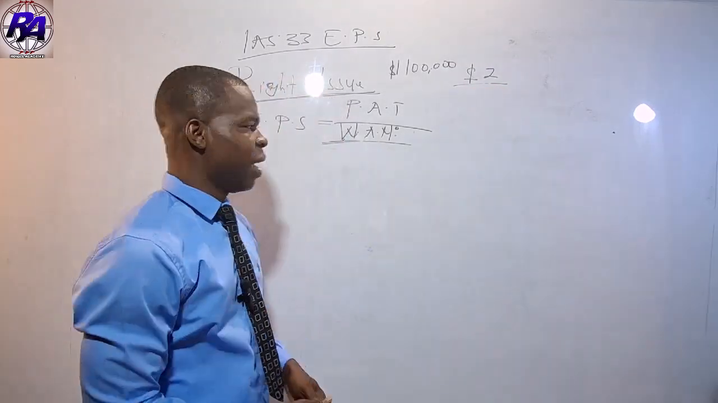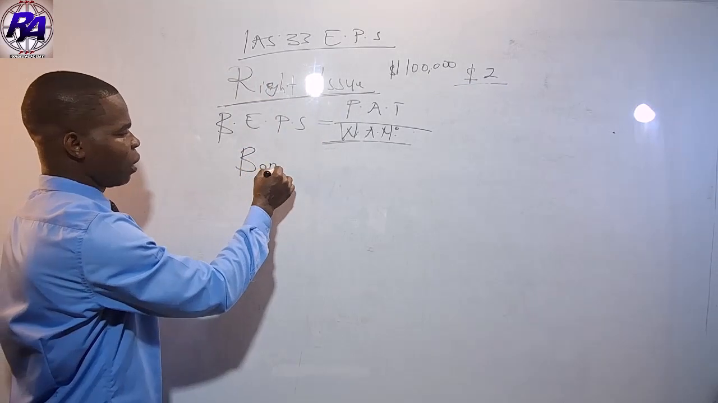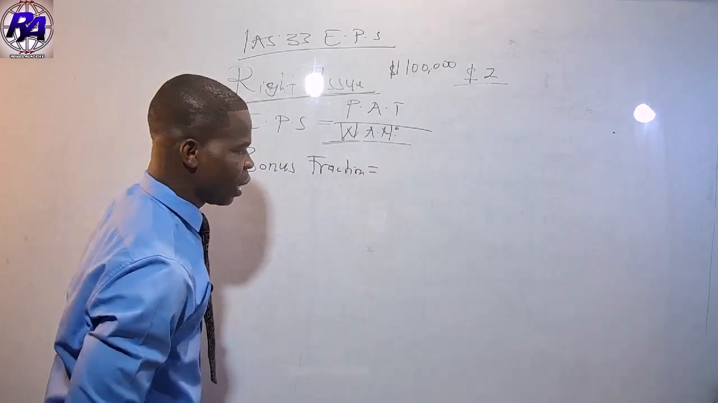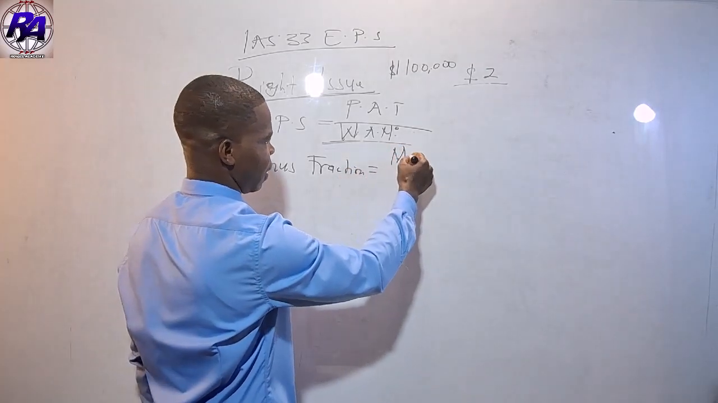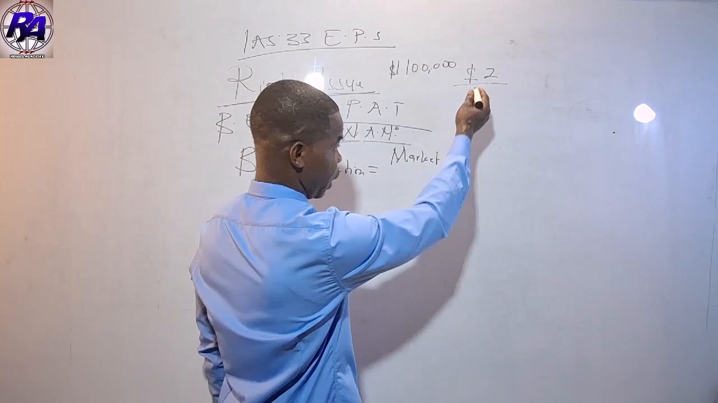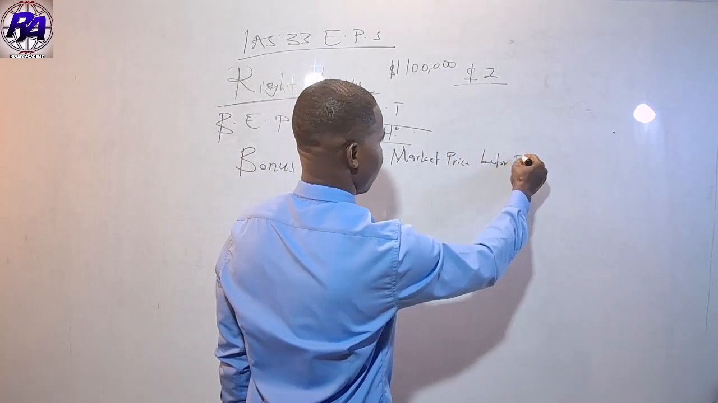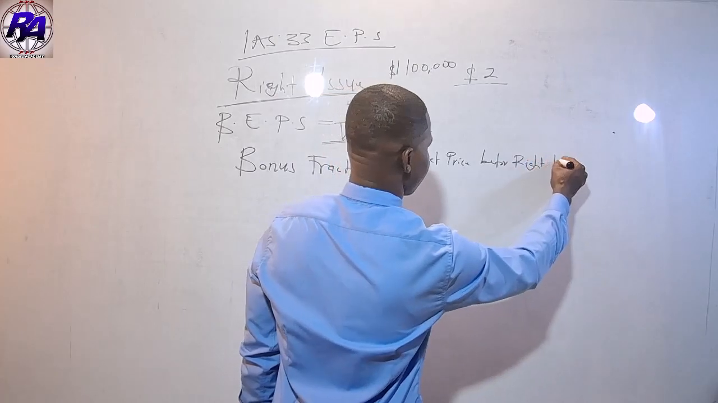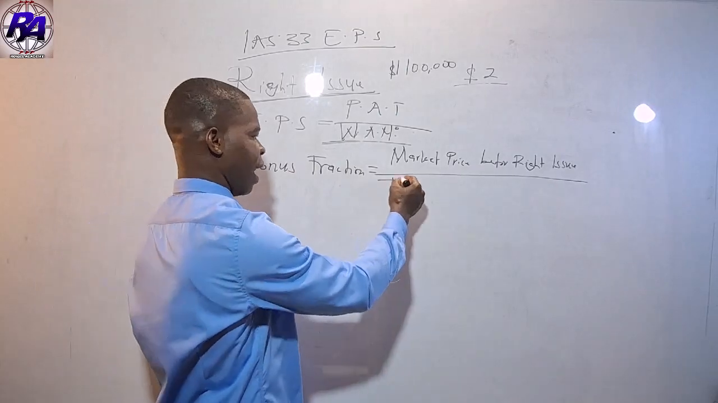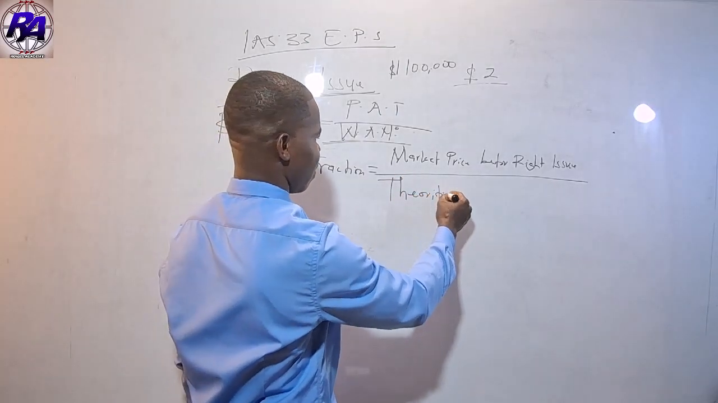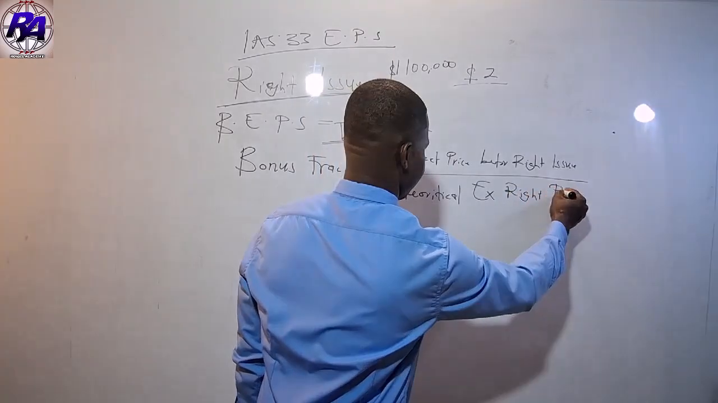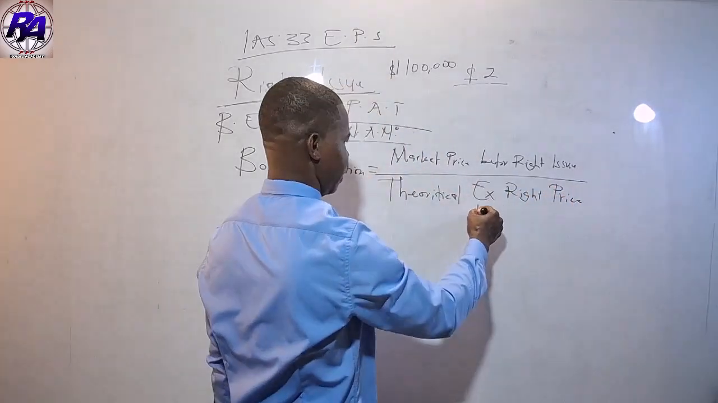What is our bonus fraction? Anytime there's a right issue or your question contains a right issue, your bonus fraction in this case is going to be your market price of share before the right issue, all divided by the theoretical ex-right price. And this is known as TERP.